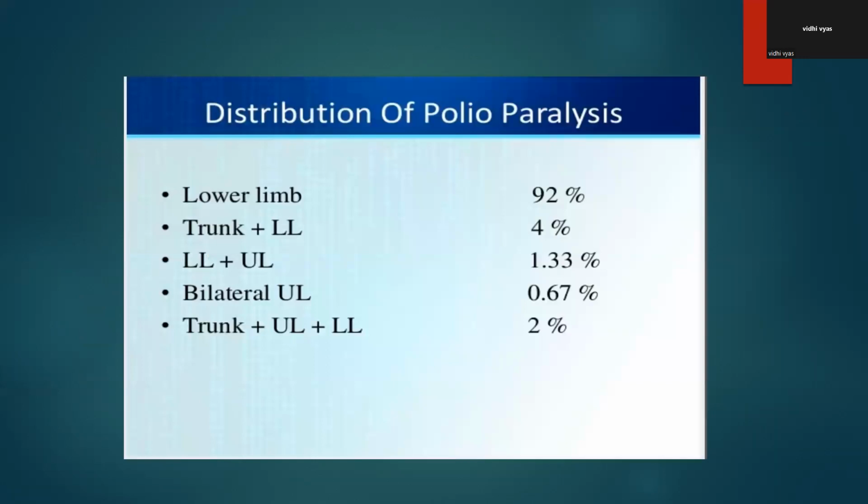Distribution of polio paralysis. Lower limb 92%, trunk plus lower limb 4%, lower limb plus upper limb 1.33%, bilateral upper limb 0.67%, trunk plus upper limb plus lower limb 2%.